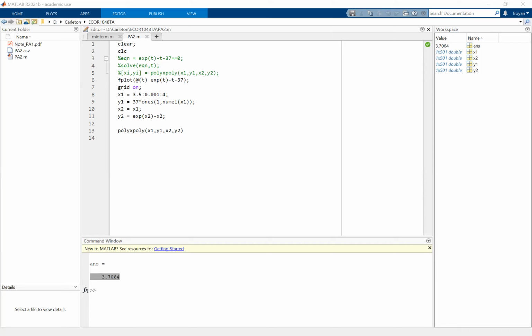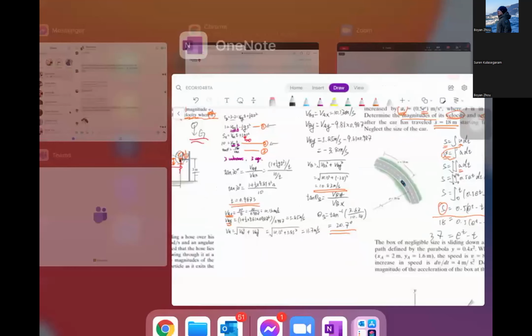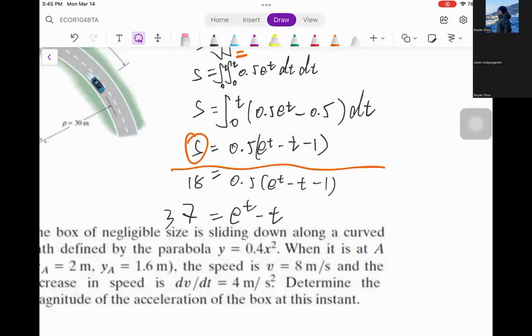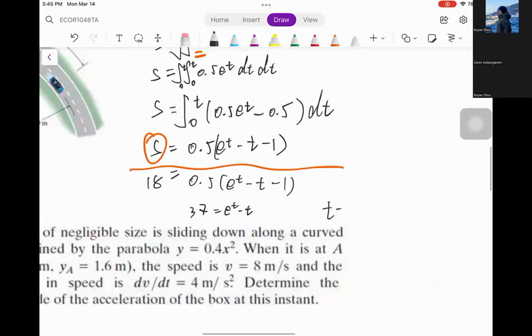Okay, so let's go back on here. Anyway, we found the value of t now. So t is equal to what?